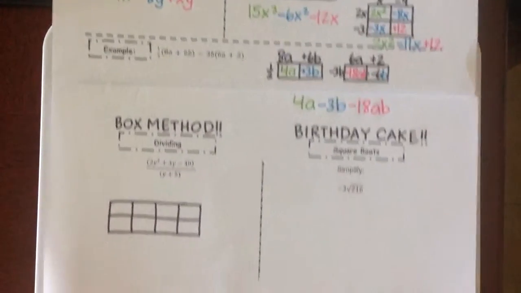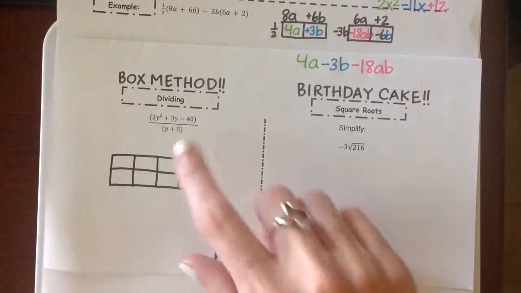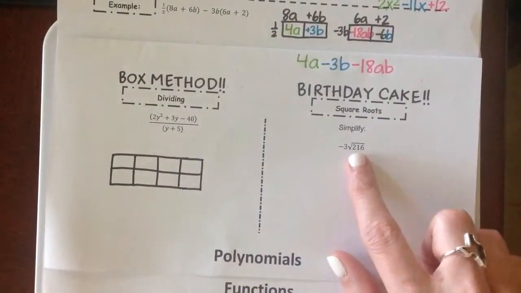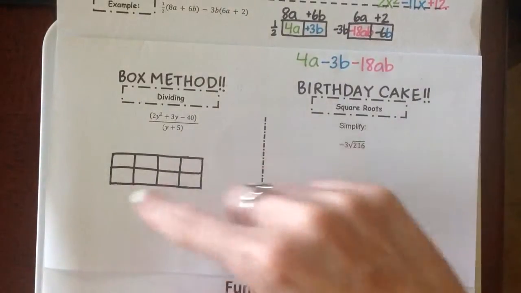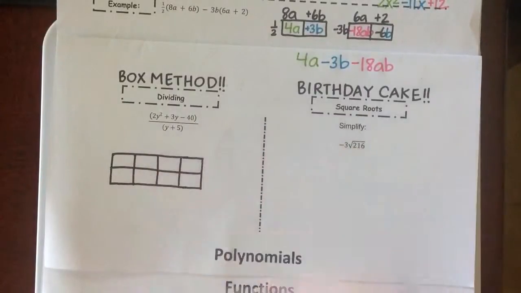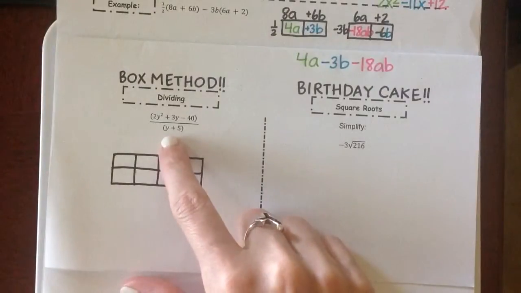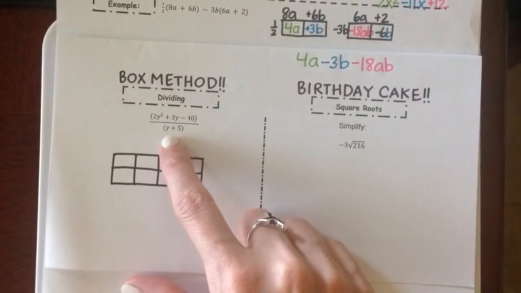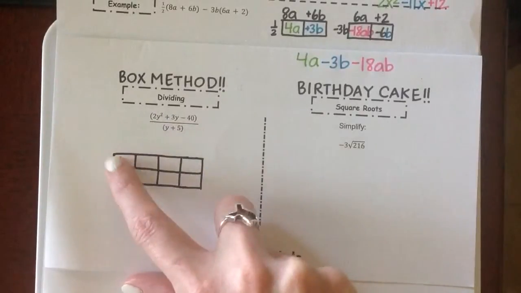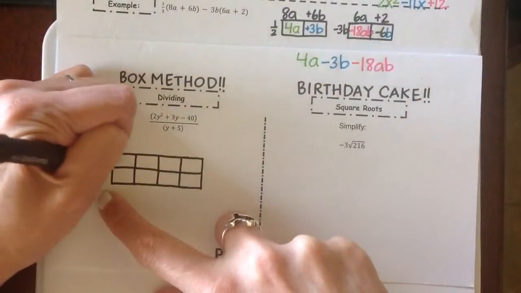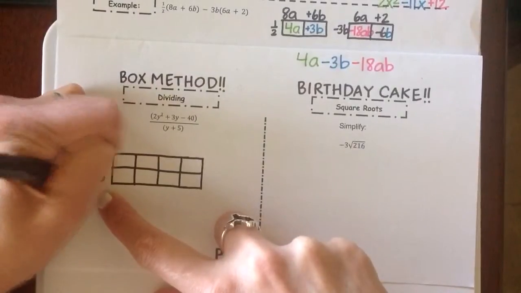Okay, last thing that we're going to look at, we are going to review how to divide polynomials and then how to simplify square roots. So remember, with dividing, you can use the box method, and you're actually going to go ahead and fill in some of these boxes here. It's kind of like factoring. And then what you are dividing by, your divisor, that is going to be your rows. So I'm going to put this y plus 5 is going to go along the outside on the left.